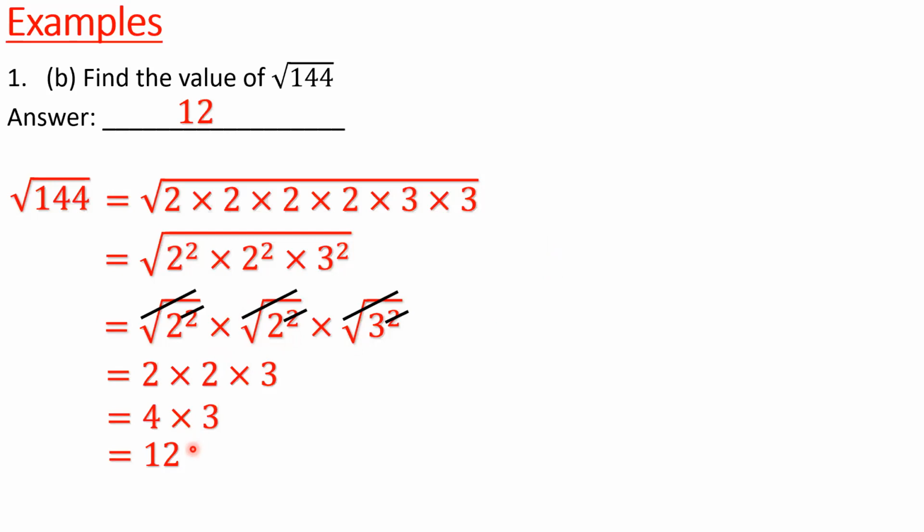All right, so 144 equals 2 times 2 times 2 times 2 times 3 times 3. So that's 2 squared times 2 squared times 3 squared. You cancel out all of the squares and it leaves you with 2 times 2 times 3. 2 times 2 is 4 and 4 times 3 is 12. Very good. Thank you.